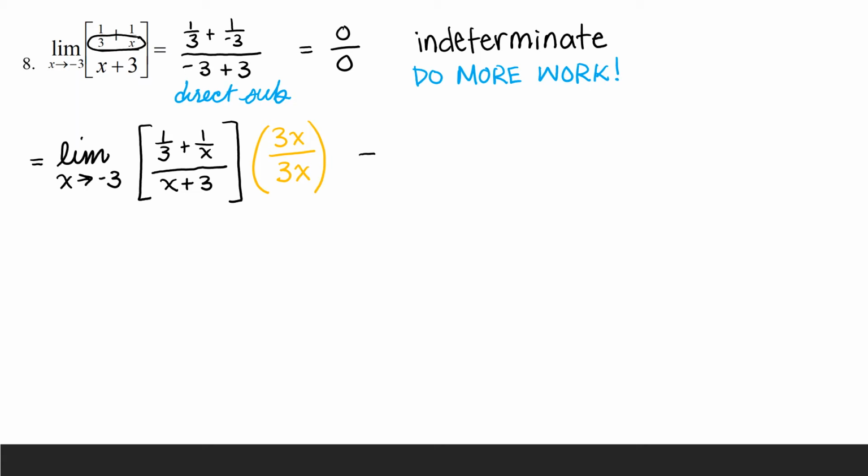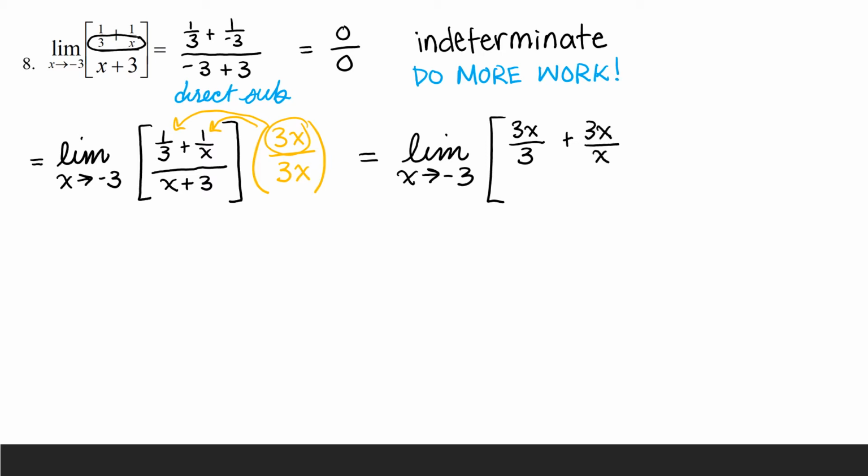So let's do that. So we have the limit as x approaches -3 of, well, let's be careful here. We want to distribute this 3x to each of these terms. So we end up with 3x divided by 3 plus 3x divided by x, all over, I'm going to keep my denominator factored because usually that makes my life a little easier later on.